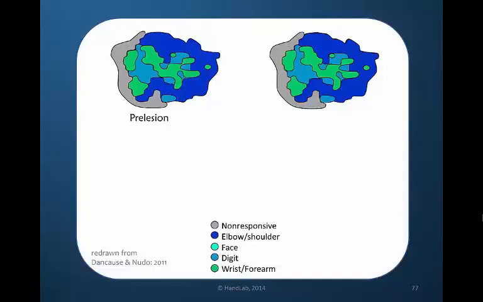Let's look at this lesion in the brain created by a stroke. Here is a representation of the areas before any lesion. And you can see that the green and blue represent the elbow, the digits, and the wrist and forearm. Then there is a bleed within the brain or a lesion, and that obliterates a part, particularly of the blue, which is the digit, and the green, which is the wrist and forearm.